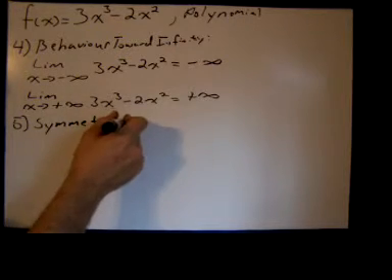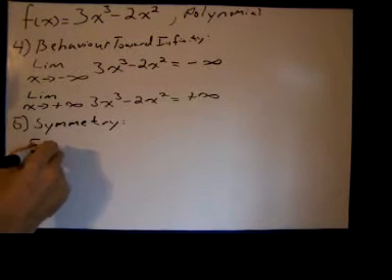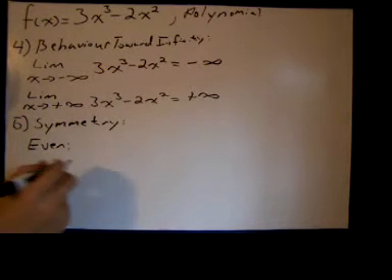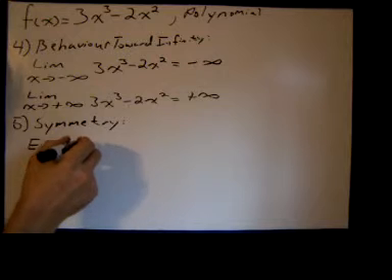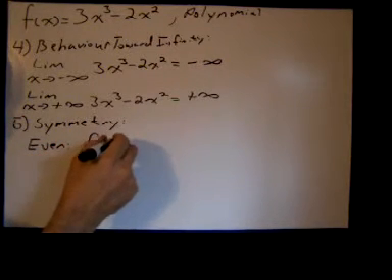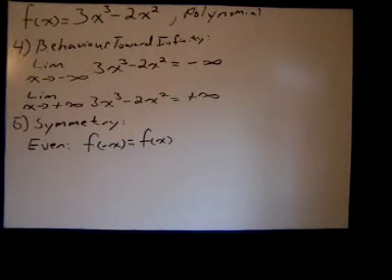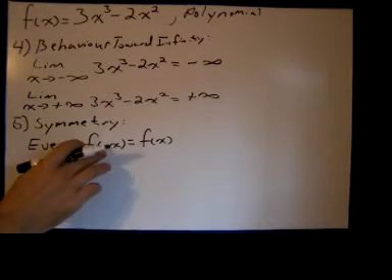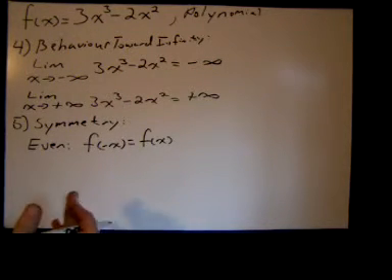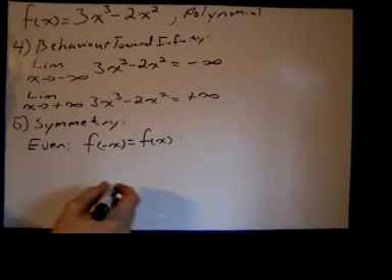But anyway, symmetry. We want to test for, I always test for even symmetry. I think most people do. I shouldn't say I always do. But anyway, even symmetry says that f(−x) = f(x). And of course that means if we put a negative x in for each x, simplify, and we get the same thing we started with, then we have even symmetry.